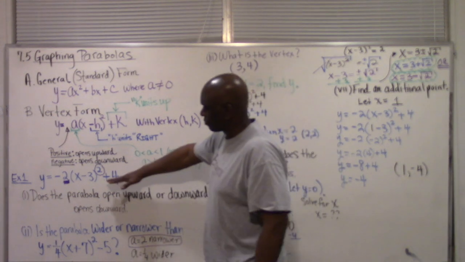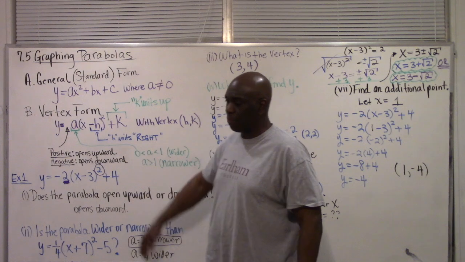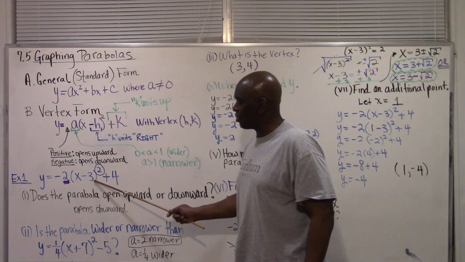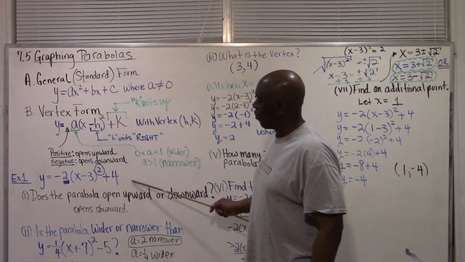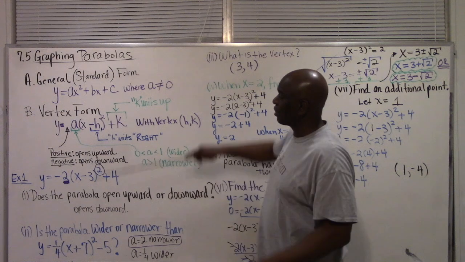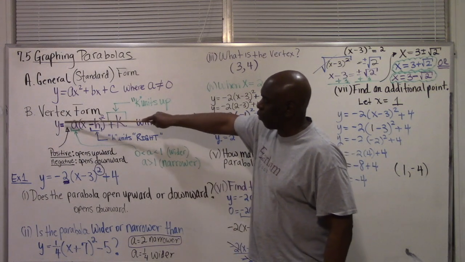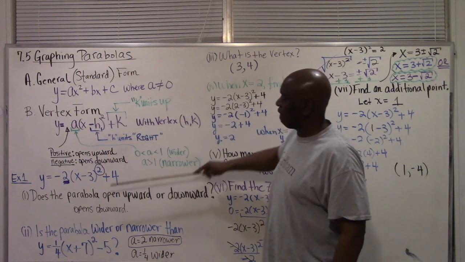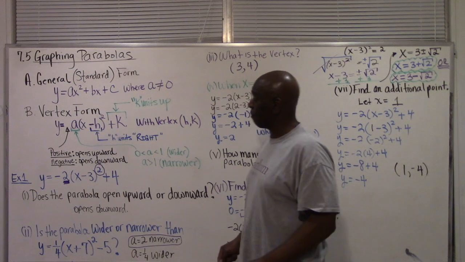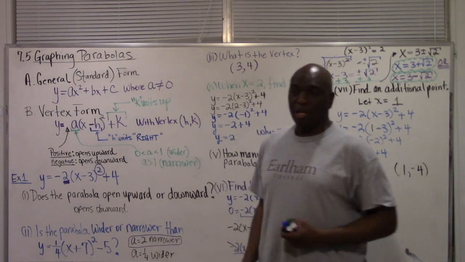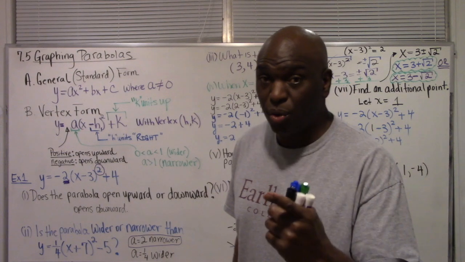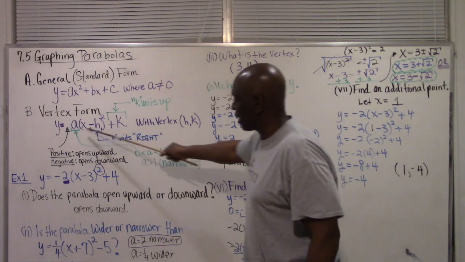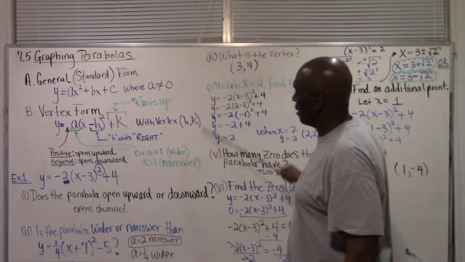See this? This was vertex form. We have the A, we have the H, we have the K. So this form was already in vertex form. It looked like this right here. It looked like y = A(x - H)² + K. So that was given to you in vertex form. And so if you're given a parabola that's already in vertex form, here are the characteristics of A, H, and K. It's right here for you.